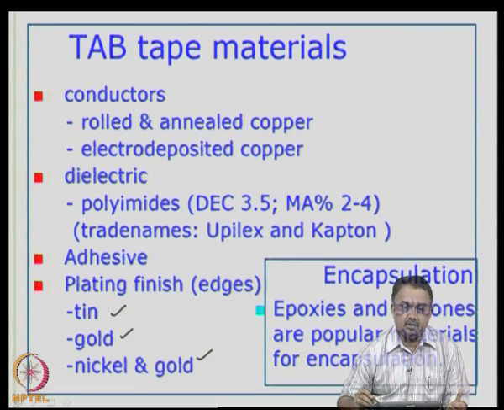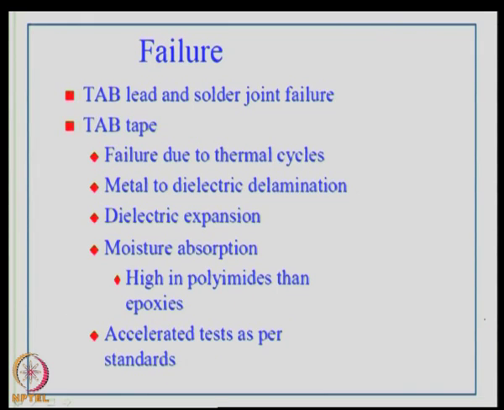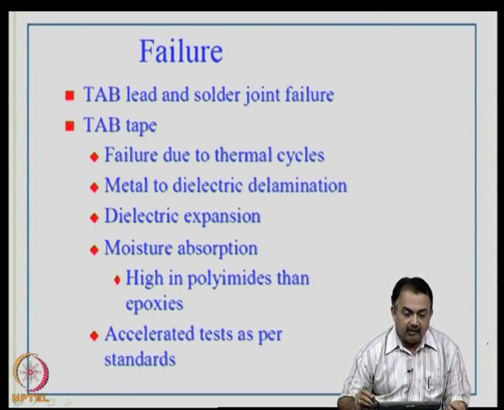The encapsulation process is part of the TAB process, and as you have seen, the very common epoxy material is used for encapsulation, but other materials like silicones can also be used for encapsulating the inner lead bond. As usual, like wire bonding, here also you have to test after the inner lead bonds are formed and after the outer lead bonds are formed to look at the failure mechanism. So, TAB, lead and solder joint failure needs to be looked at.